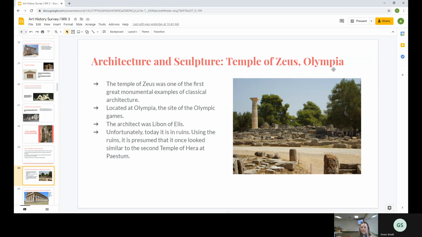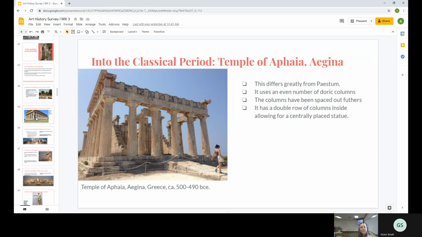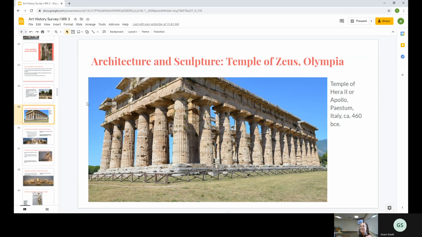But yeah, it did look very similar to the second temple of Hera at Paestum, which, not that one. I think we're going to get to it today. Oh, here it is. Next slide. It looked pretty similar to this one. So still your Doric style temple. It has the outer colonnade as well as the inner temple with more Doric columns. Inside of the inner temple would have been a giant statue of Zeus.